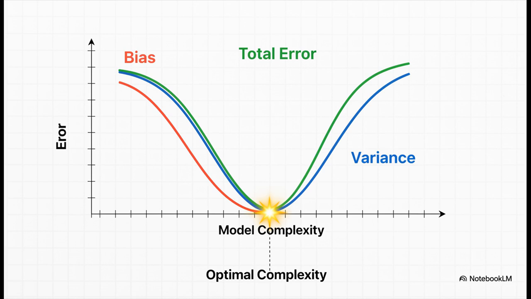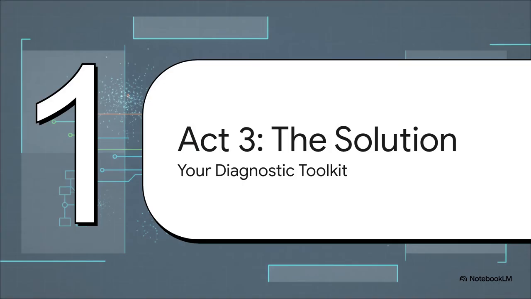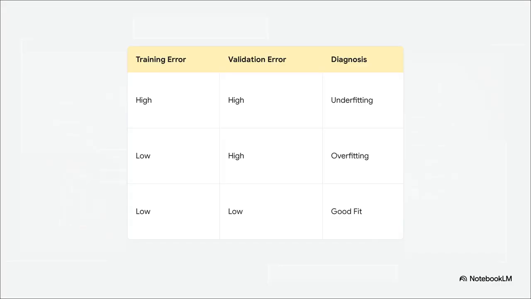Okay, theory is great, but how do we actually fix this stuff? How do we find that sweet spot in the real world? That brings us to Act 3, the solution. This is your practical toolkit. This table right here, this is your cheat sheet, your diagnostic guide.